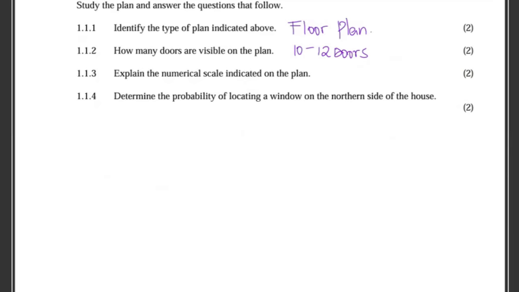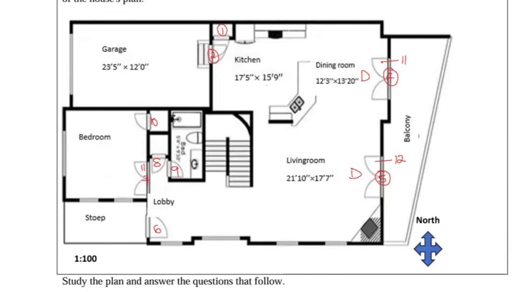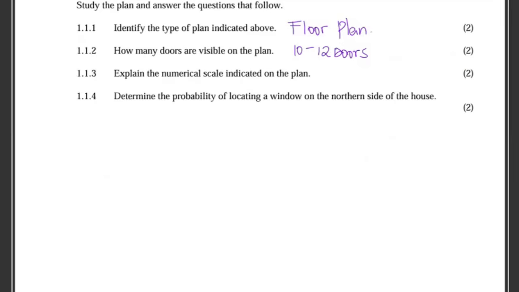Okay. Explain the numerical scale. Let's go and see. The numerical scale is this one here that we see. What is it? So the numerical scale, we shall say 1 unit on paper equals 100 units in real life. It equals 100 units in real life.